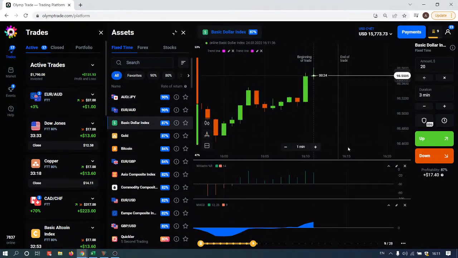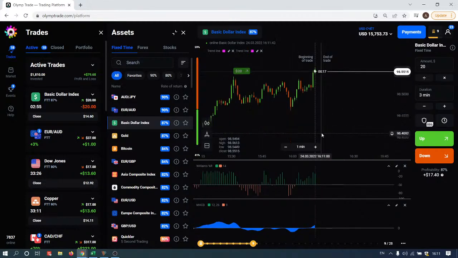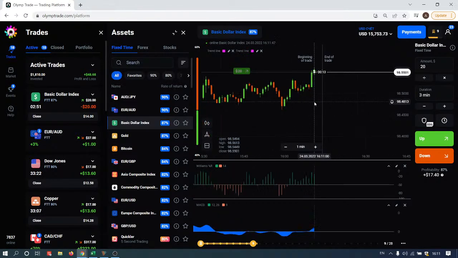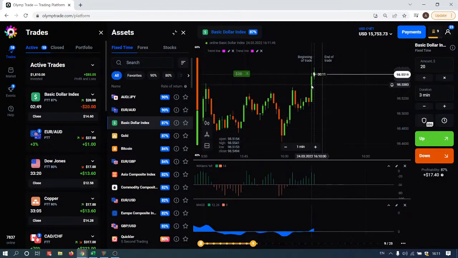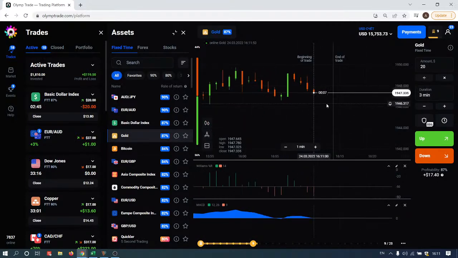Now, basic dollar index, yes, as well. We have this real nice signal. And also, by looking at the overall trend, I can see that it also points upwards. So yeah, let's go ahead and trade it.